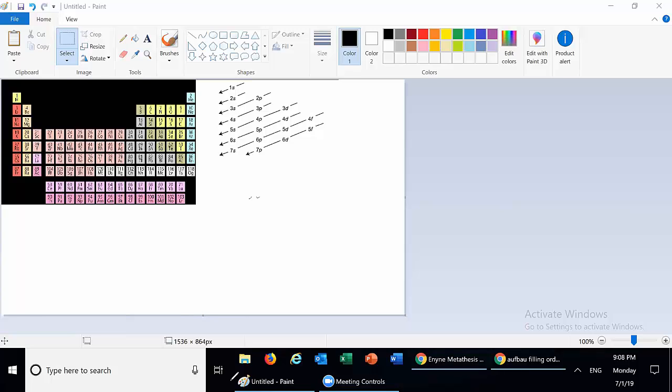So let's look at the first few elements. We'll just go in order. Let's consider hydrogen. Looking at the periodic table, can you tell me how many electrons are in an atom of hydrogen?